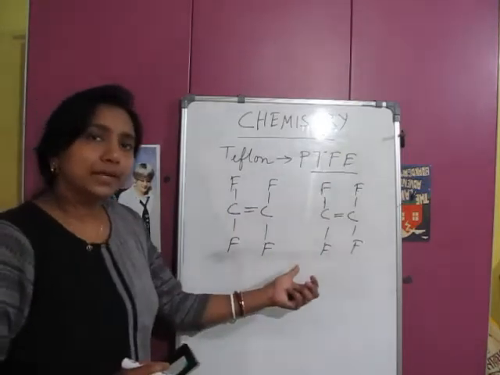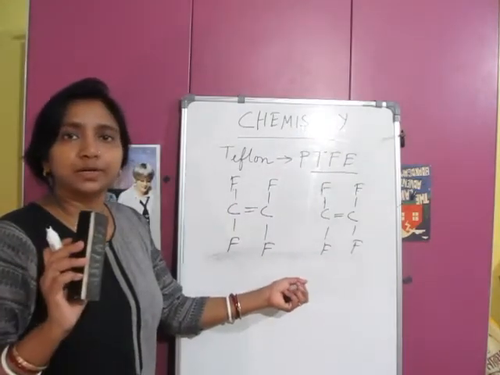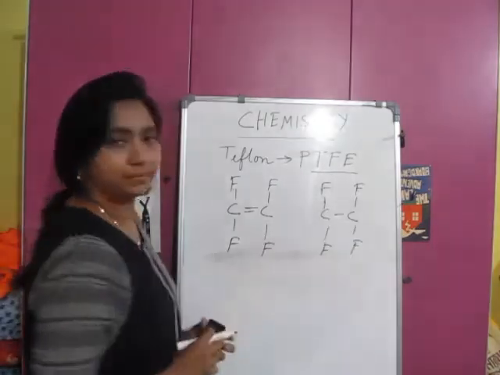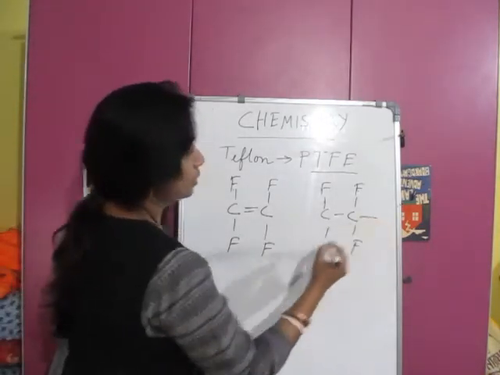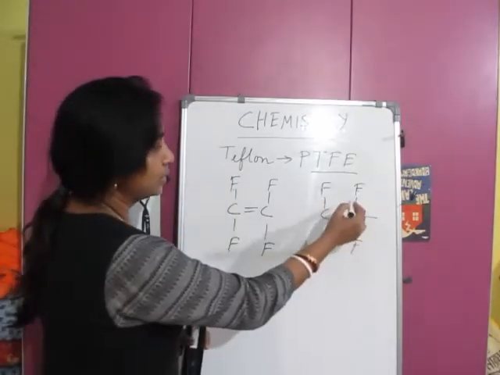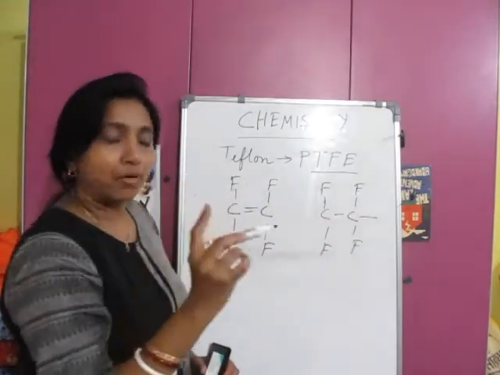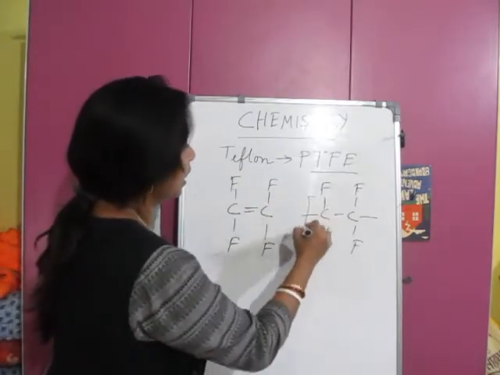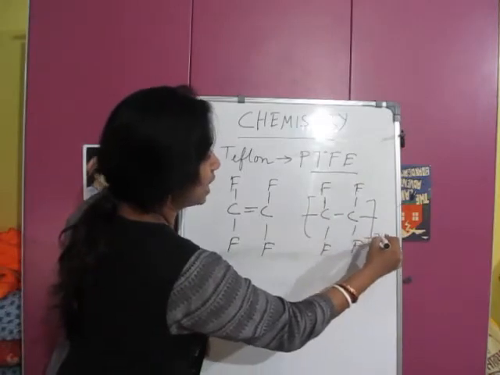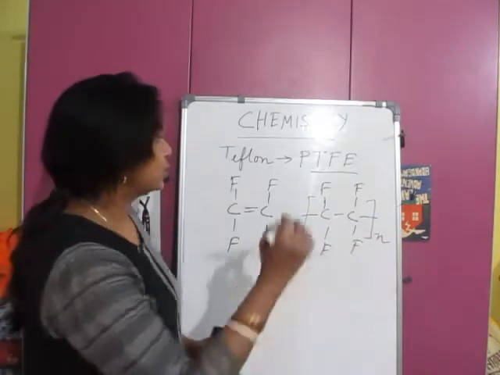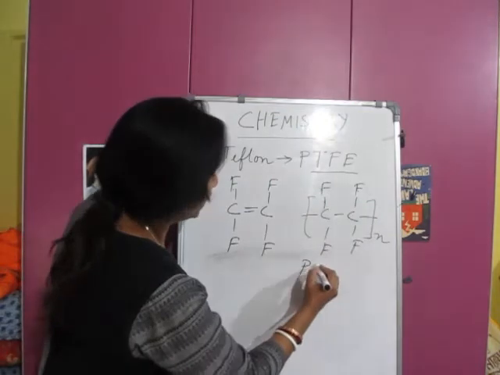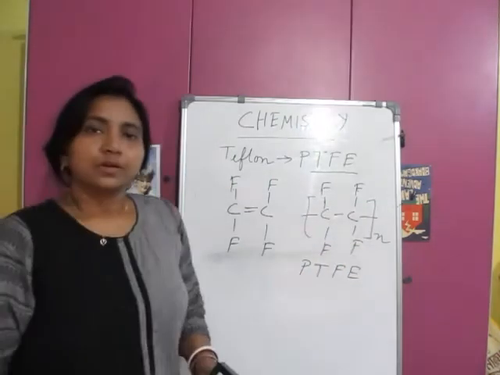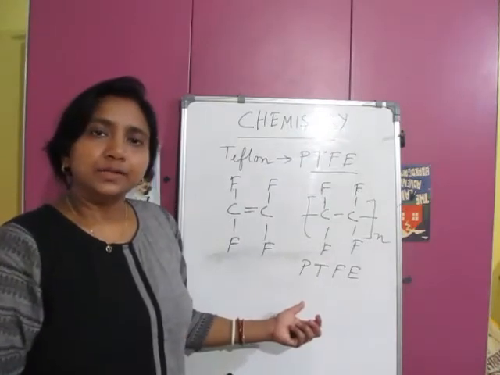Now, to make the repeating unit, what is the first step I told you? Yes, to remove the double bond. So the carbon will have one hand because carbon must have four hands. This carbon will have another hand. Now give the bracket and put here n. So this is the structure of polytetrafluoroethylene. So you have learned another use.